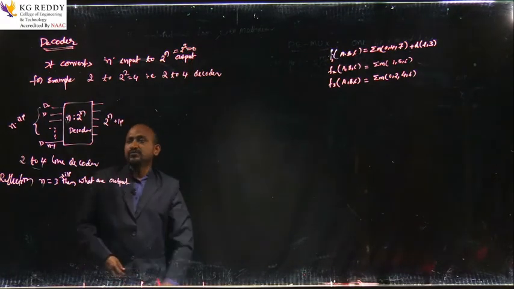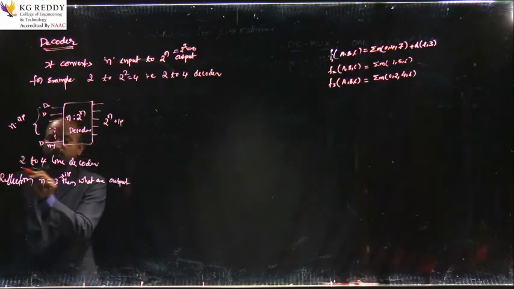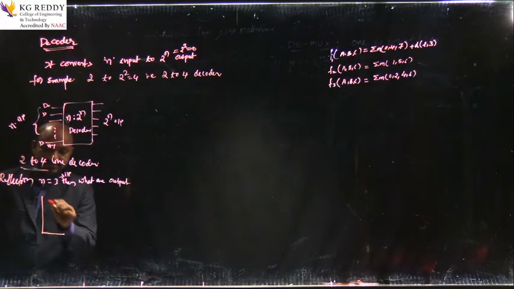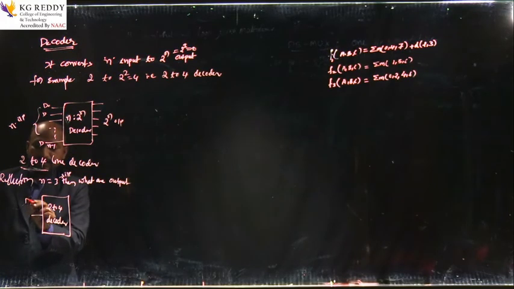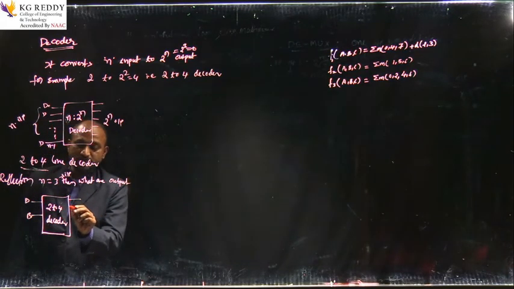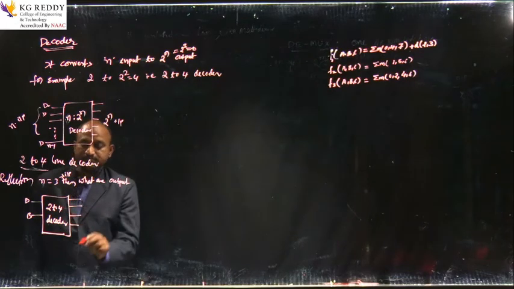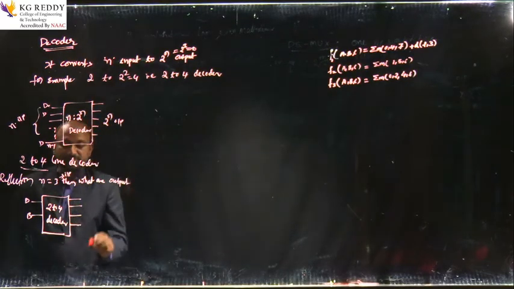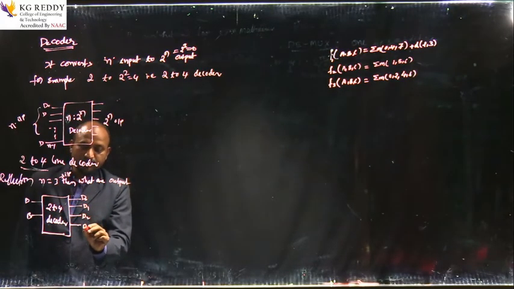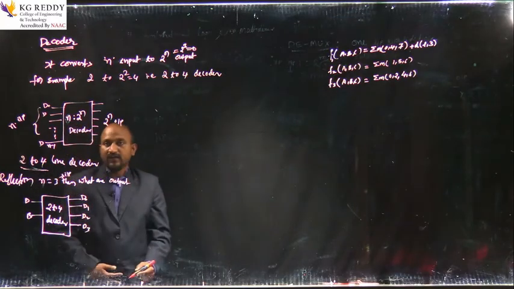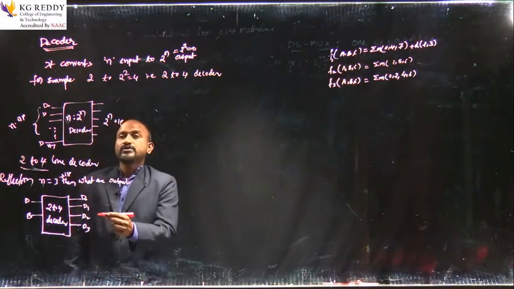Let us focus on the 2 to 4 decoder. The block diagram is like this: 2 inputs, A and B, and 4 outputs, which you can call D0, D1, D2 and D3. This is the block diagram.